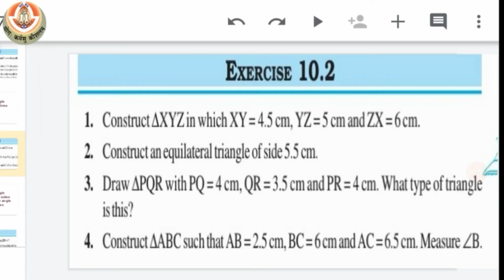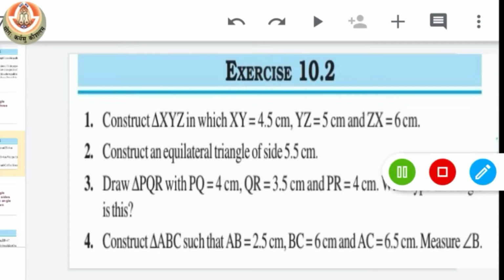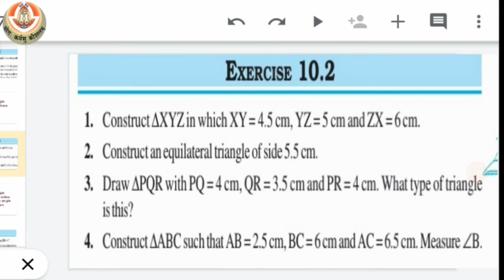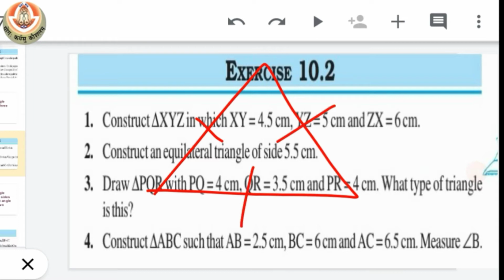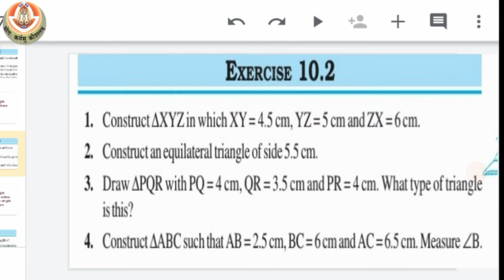Question number 2 is we have to construct an equilateral triangle, and we all know that an equilateral triangle means a triangle having all three sides of the same length. So here we have to construct an equilateral triangle of side 5.5 centimeter. So let's see how we have to do it.